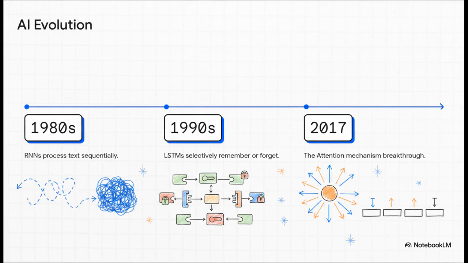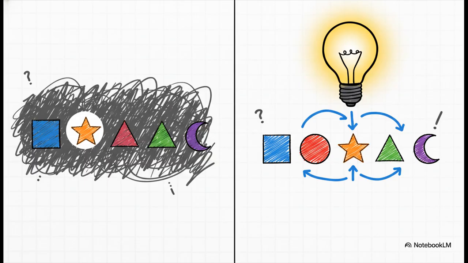So in the 90s, researchers introduced selective memory models, trying to teach systems to selectively remember or forget things to save space, but it was highly complicated and painfully slow. Then, in 2017, a landmark breakthrough introduced something called the attention mechanism, and it completely changed the game forever. This right here is the perfect way to visualize that massive shift.